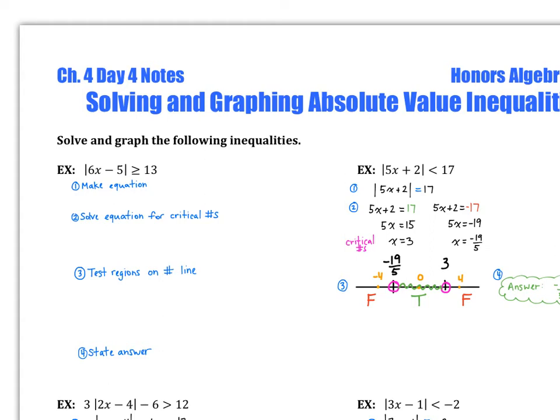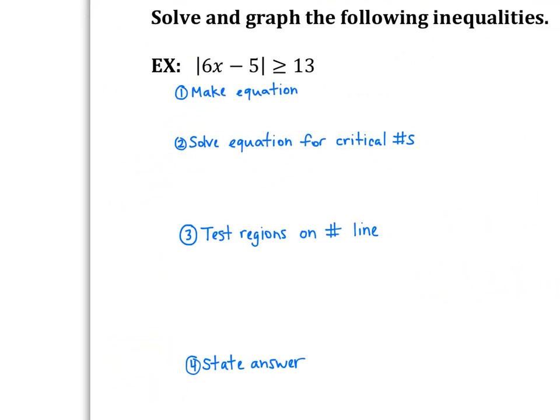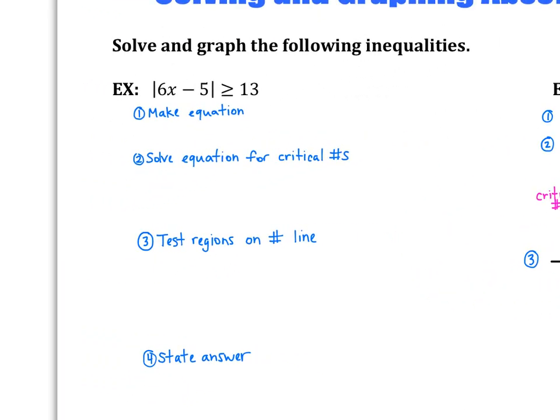Welcome to day 4, solving and graphing absolute value inequalities. So we're going to jump right into it, and we're going to solve and graph the following inequalities. All right, so we treat all these absolute value inequalities the same way. First and foremost, number 1 is we make the absolute value inequality an equation. So it's going to look like this. The absolute value of 6x minus 5 equals 13.